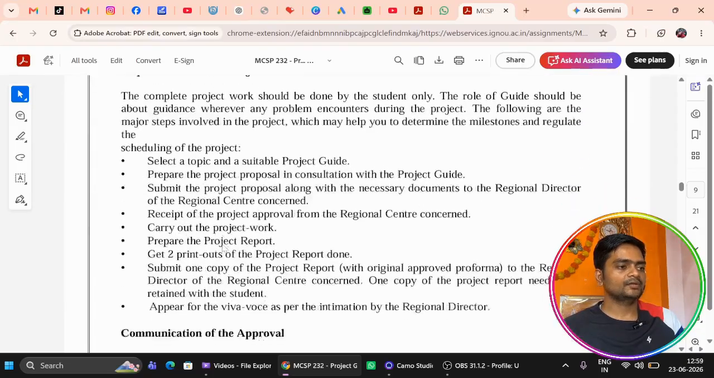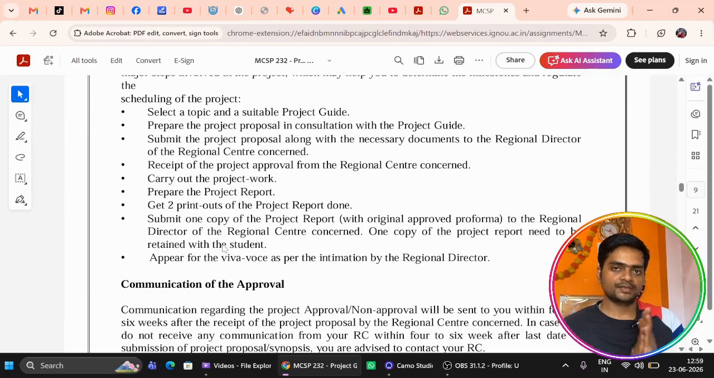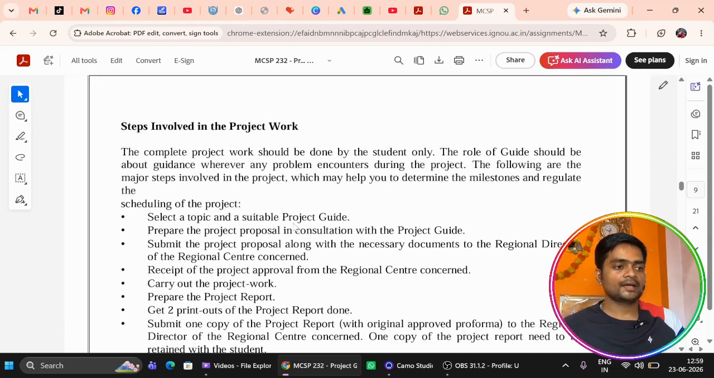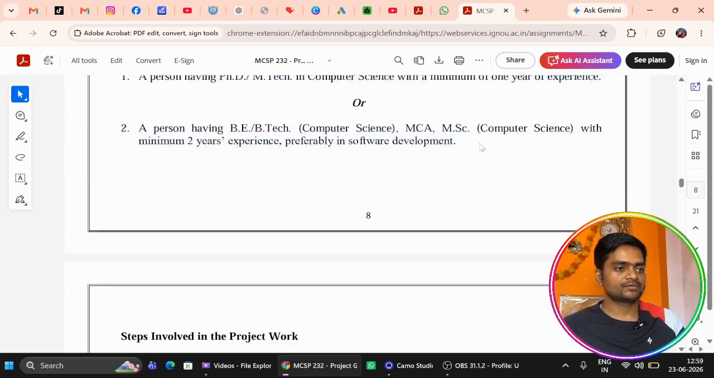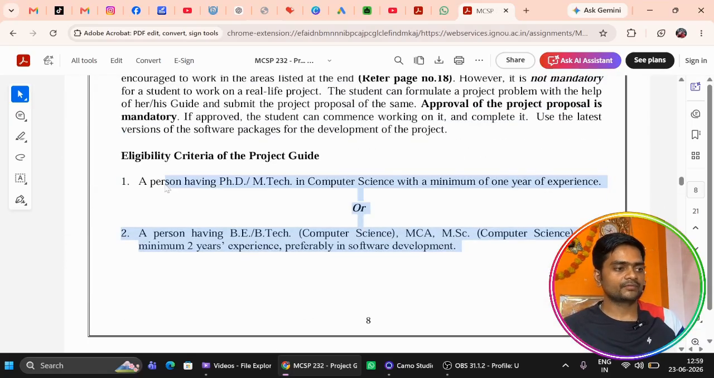And second thing, you must ask at your study center if IGNOU has appointed any project counselor or dedicated guide for the students or not. If not, you have to find the guide outside of IGNOU. And that particular person must have these qualifications or one of these qualifications.